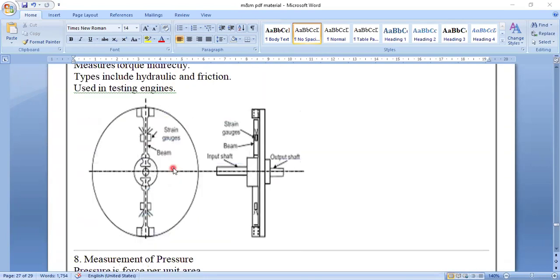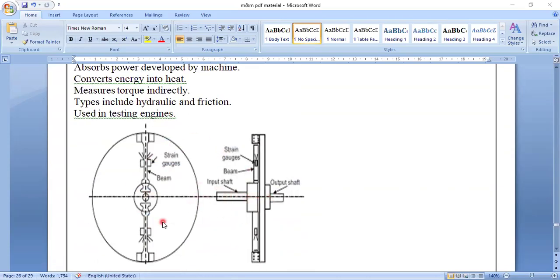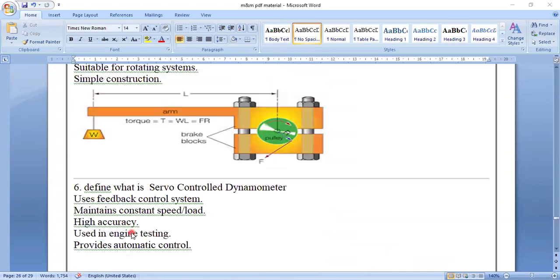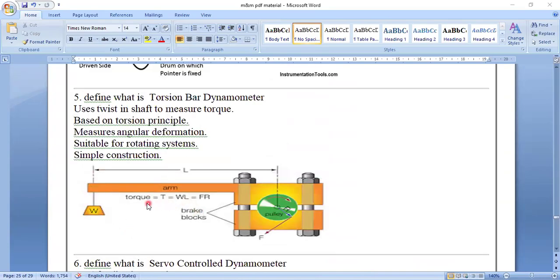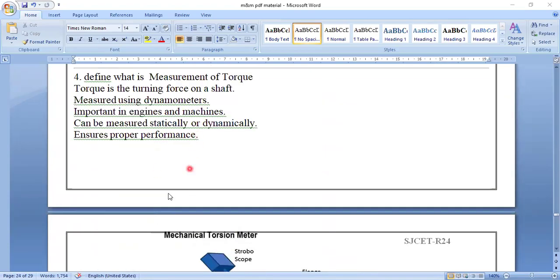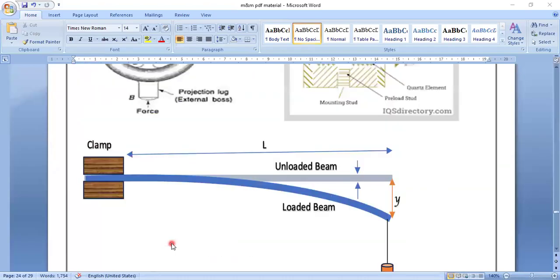Measurement is also done with an absorption dynamometer. Absorption dynamometers are used to measure shafts. This is a servo dynamometer, a servo-controlled dynamometer. Servo is used. This is an arm-type torsion bar, and the torsion bar is used here. This is a measurement of torque on the shafts.